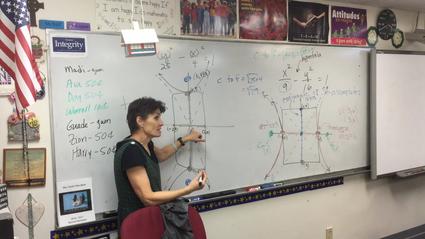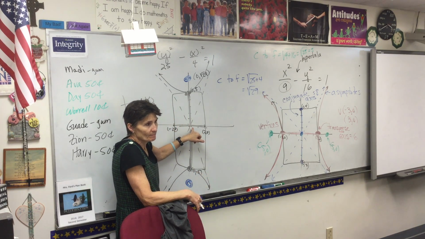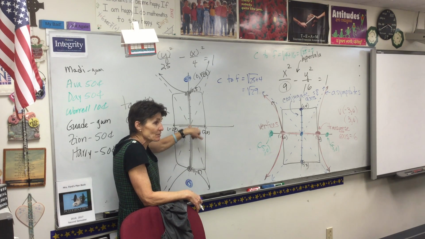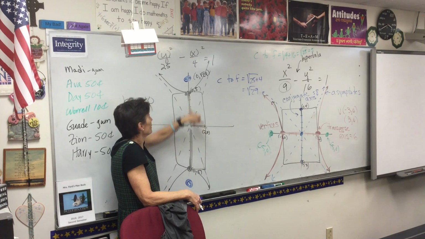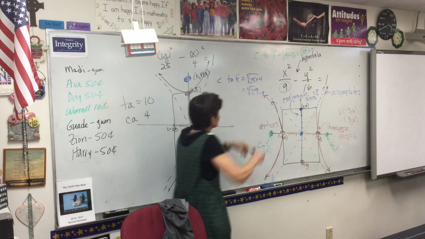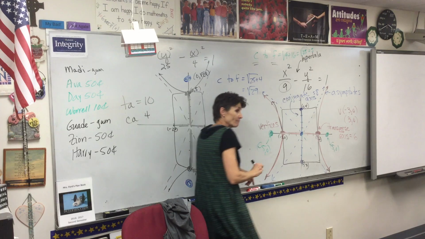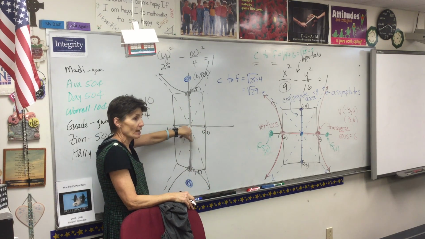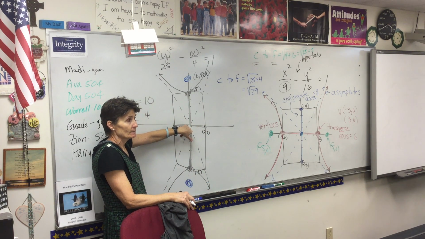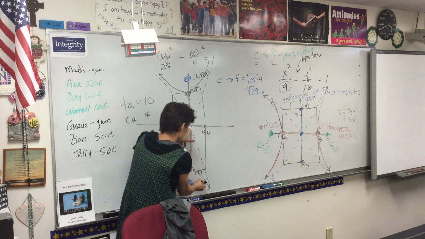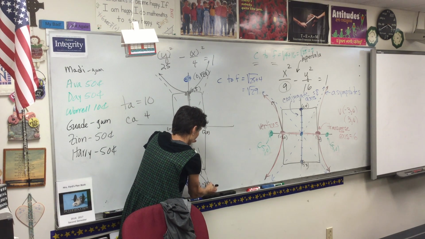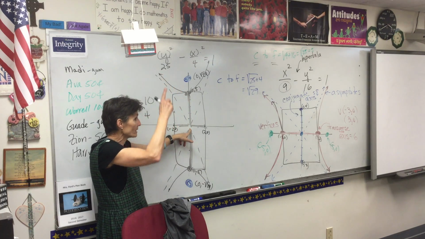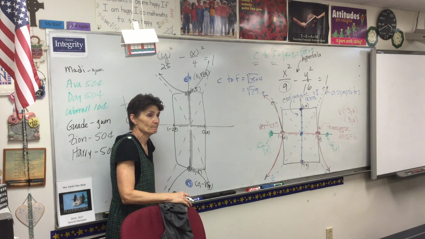If I went up 6, wouldn't it be 0, 6? Could we write 5 plus root 29? No, you start at the center. It's 0 plus root 29. This is center to focus, not vertex to focus. Everything starts at the center. And then this one is negative root 29 because I'm going down root 29.